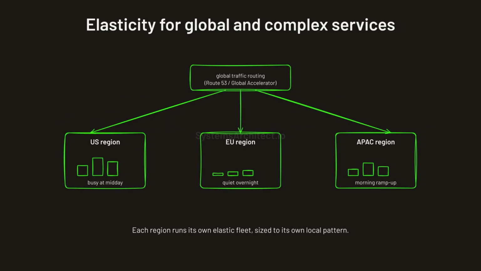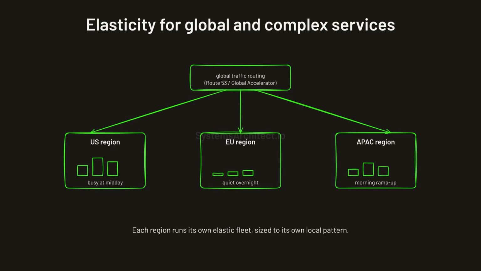A single region app with one predictable daily curve needs only a modest auto-scaling group. Time zones wake up and go to sleep. Traffic then gets shifted between regions as one evening quiets down and another morning begins. Each region then runs its own elastic fleet, sized to its own local pattern. Global load balancing routes each user to the region best able to serve them. Route 53 and Global Accelerator both do this job.